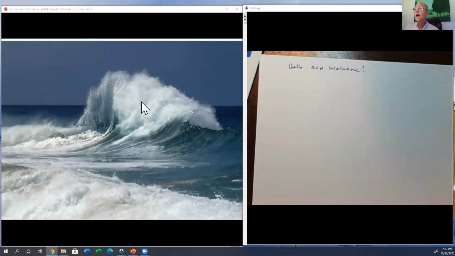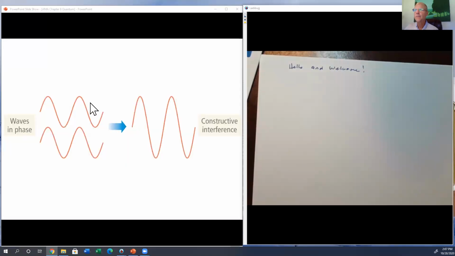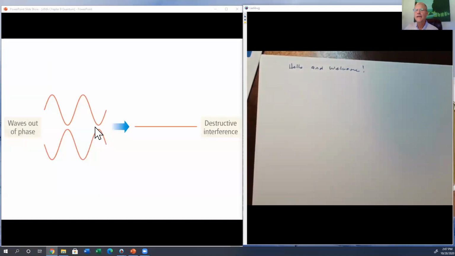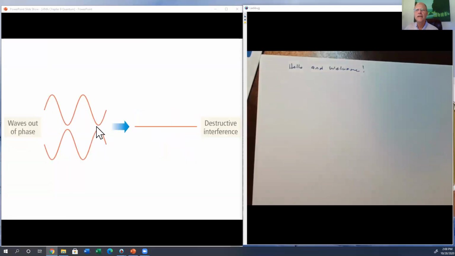That's because crest and crest have aligned and boom, you get a wave twice the size. If waves meet in such a way that a crest and a trough align, then they destroy each other, and that's called destructive interference, all right? So when waves add together this way, they actually cancel each other out. Okay, that's called constructive and destructive interference. And it just depends on whether it's crest to crest or crest to trough alignment, all right?